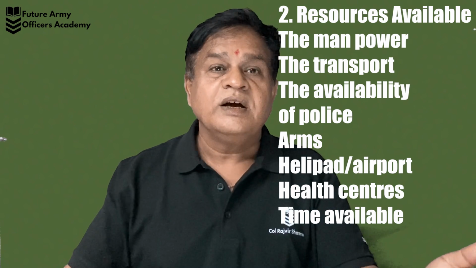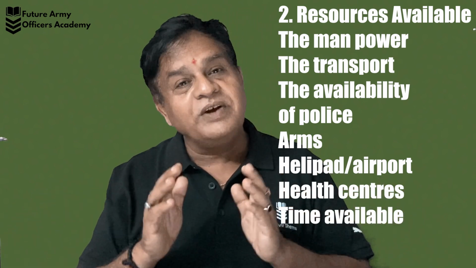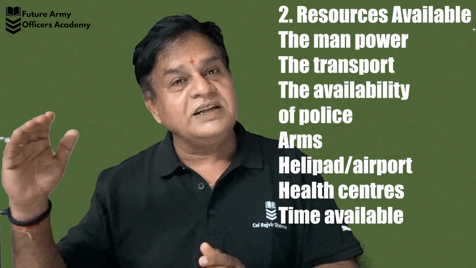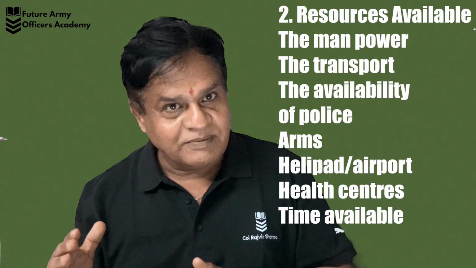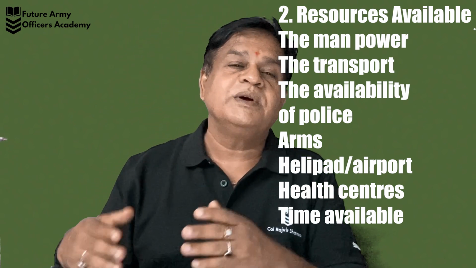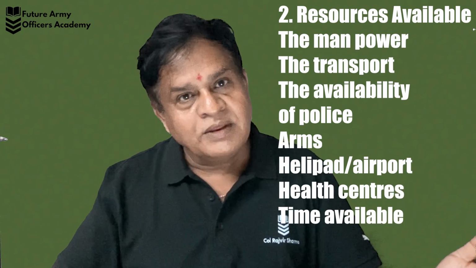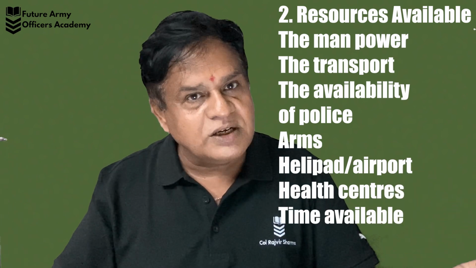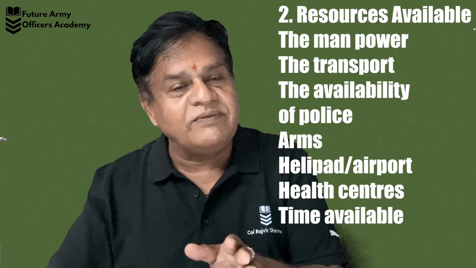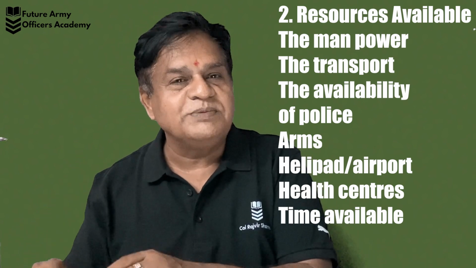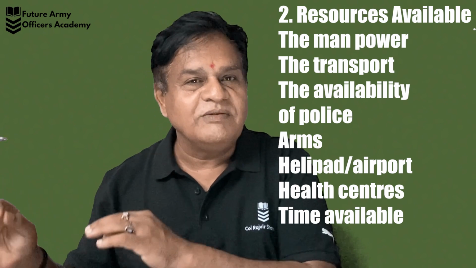Then come the vehicles. Do you have a vehicle? Whether it is serviceable or not. There may be a vehicle that either does not have petrol or whose engine may not be functional. So the resource is available but not of use. So you can write: vehicles, 2 jeeps, 1 serviceable, 1 not serviceable.